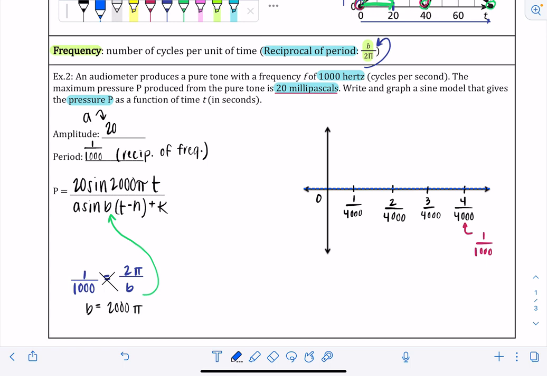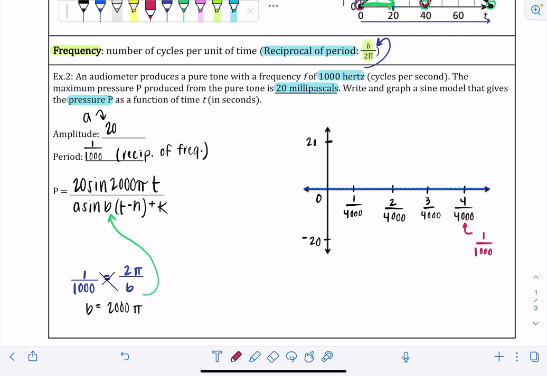And then we need to scale the y-axis also. So our amplitude is 20. We don't need to go 1, 2, 3, 4 all the way up to 20. We can just put 1 mark up here for positive 20, and then 1 mark down here for negative 20. And then now we just need our points.